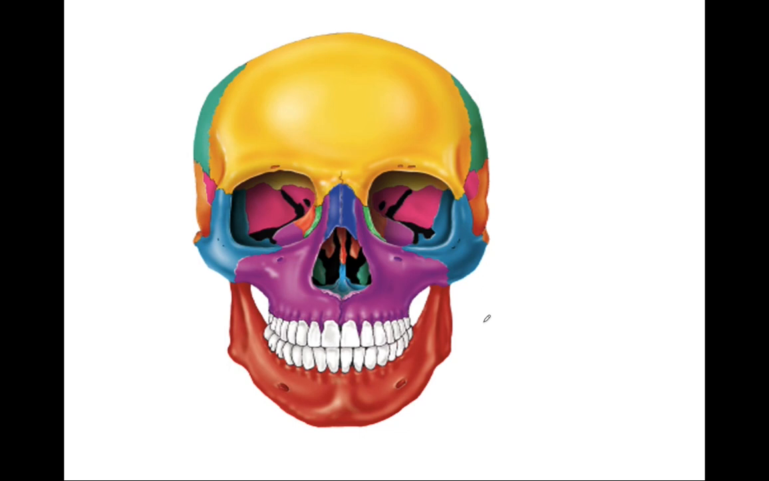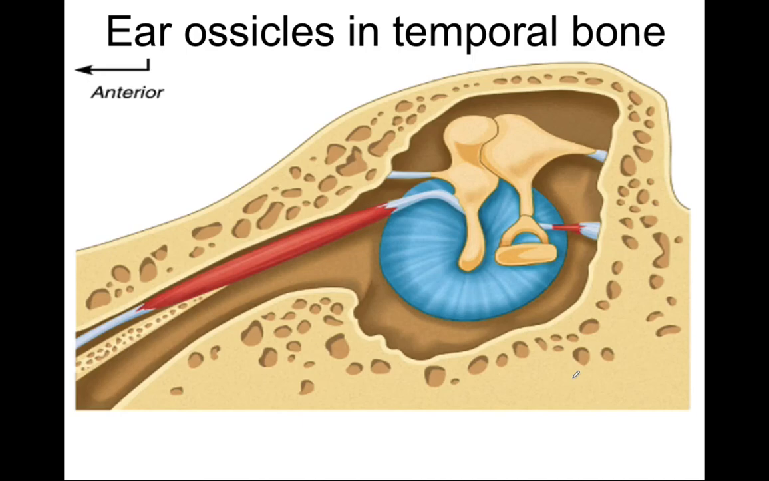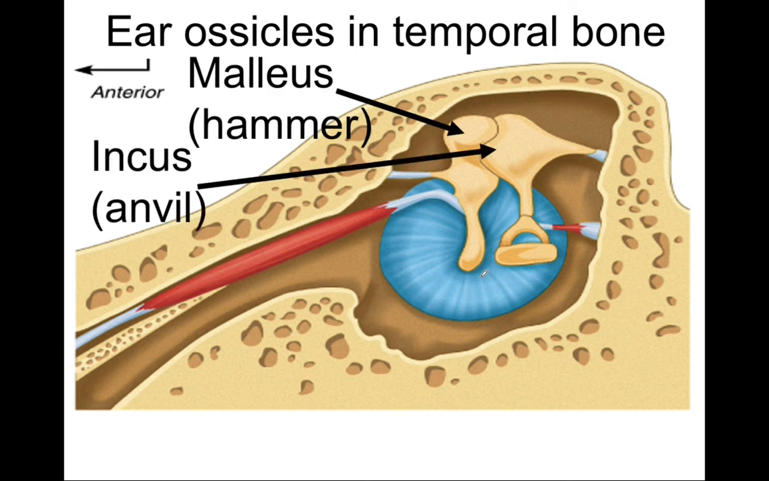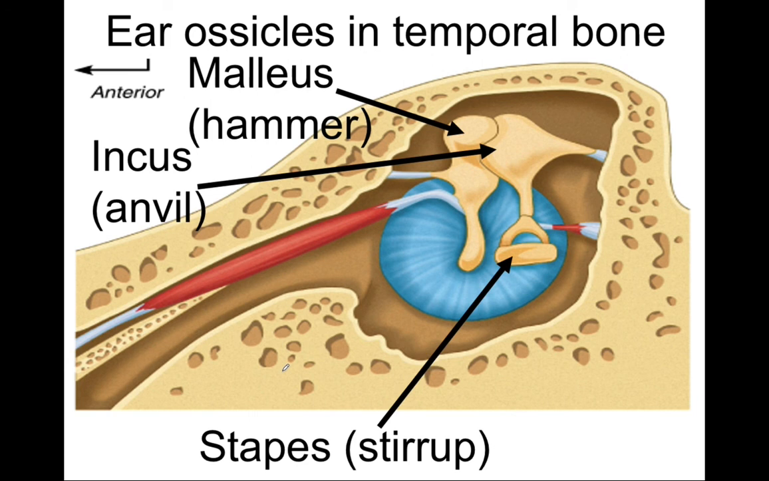3 will be found on each side. They are known as the ear ossicles. The ear ossicles are the tiniest bones that can be found in the body, and they're found inside of the middle ear cavity, which can be found in the temporal bone. There are 3 ear ossicles on either side of the skull, and they are known as the malleus, the incus, and the stapes.